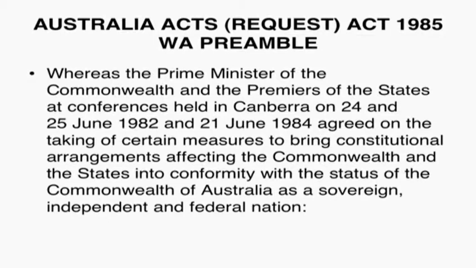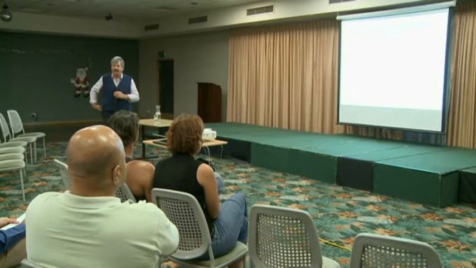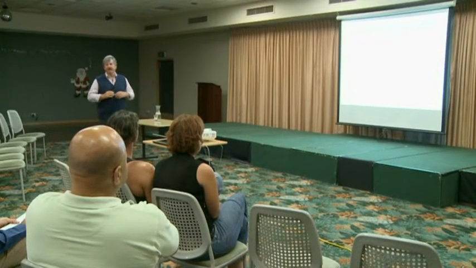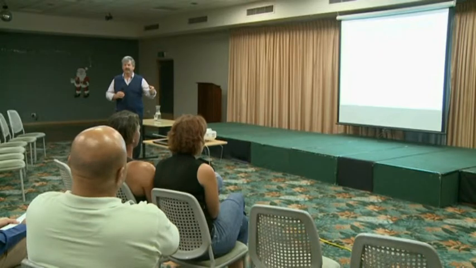And it says, whereas the Prime Minister of the Commonwealth and the Premiers of the States at conferences held in Canberra on 24th and 25th of June 1982 and 21st of June 1984 agreed on the taking of certain measures. Well, essentially you got one man and a few cronies sitting at a coffee table agreeing to do something on your behalf. Which is why they call it a Request Act, because they requested it because you requested it. You getting the drift?